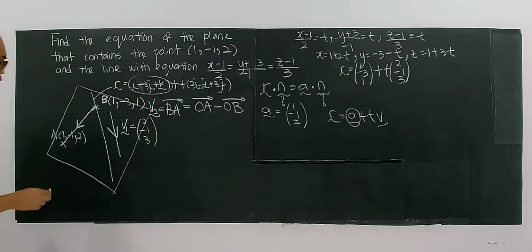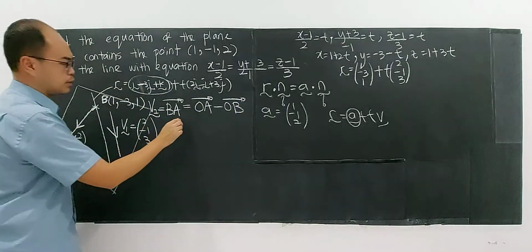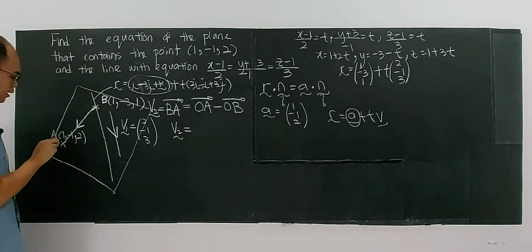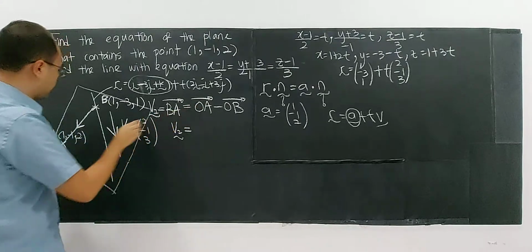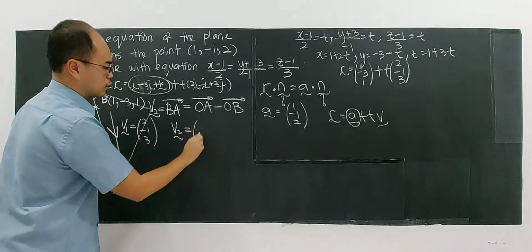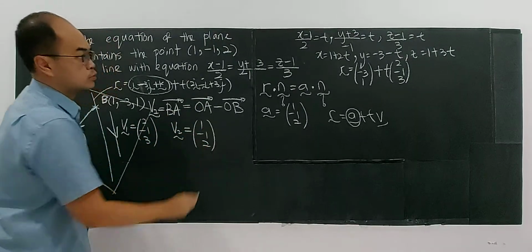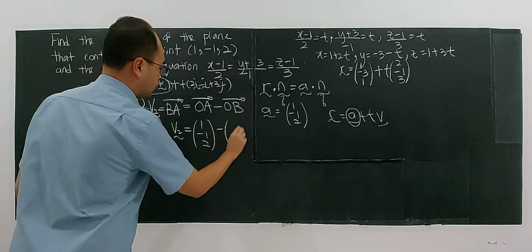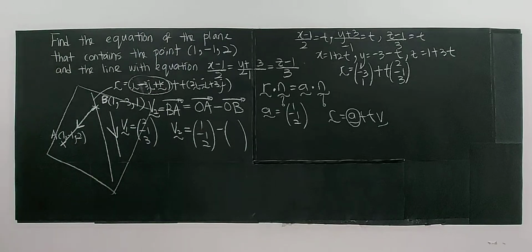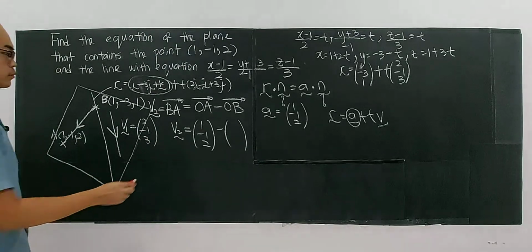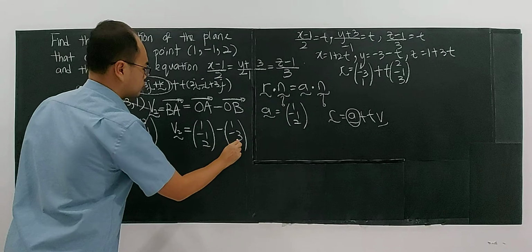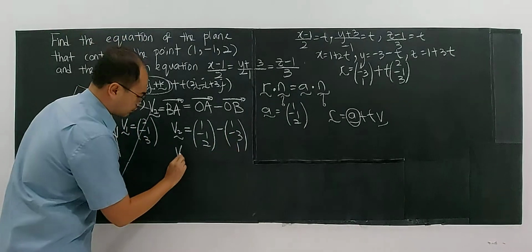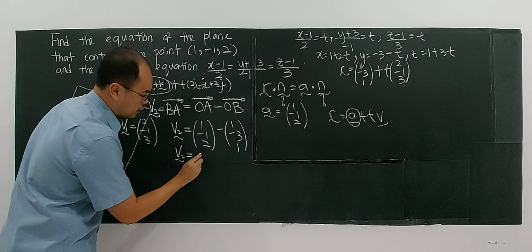OA minus OB. So the position vector here, your V2, is actually B to A. I can say that is OA, which is (1, -1, 2), minus your OB, which is (1, -3, 1). So I find the second direction vector on the plane.